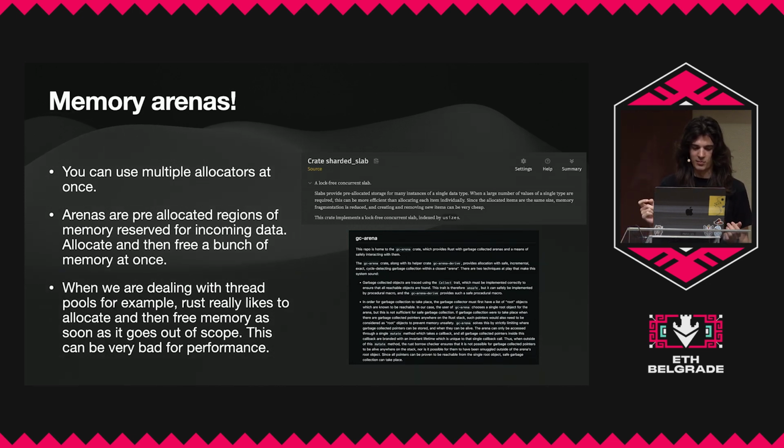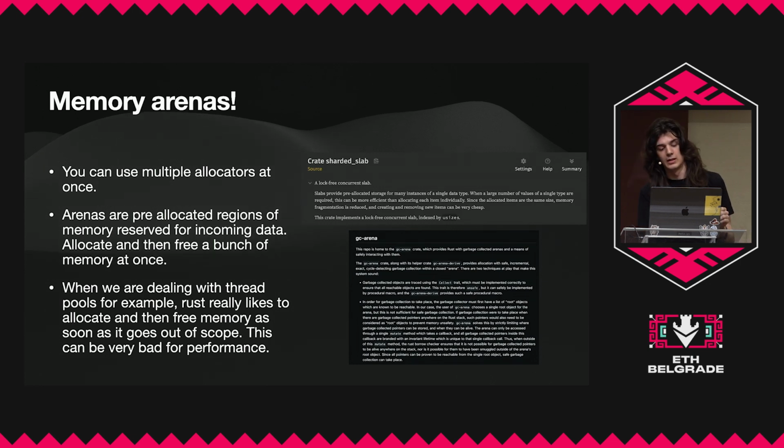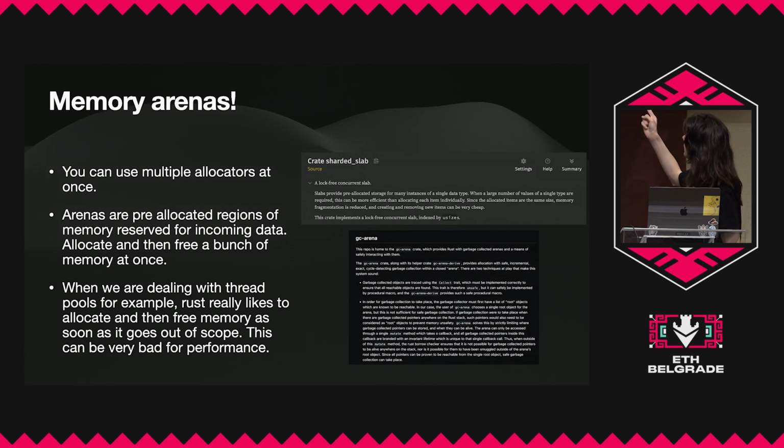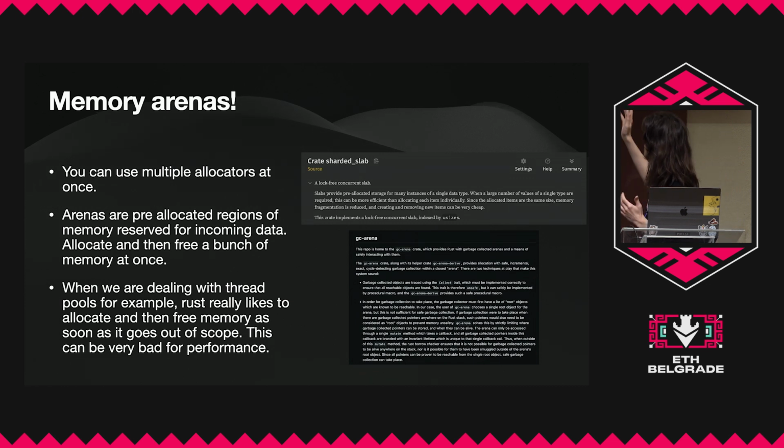When we're dealing with thread pools, for example, Rust really likes to allocate and then free memory as soon as it goes out of scope. And this can be very bad for performance, which is why we use arenas. And I have two here. I have a sharded slab, which is a lock-free parallel arena for memory, and I have GC arena, which is basically like an arena but garbage collected. And it's kind of neat.